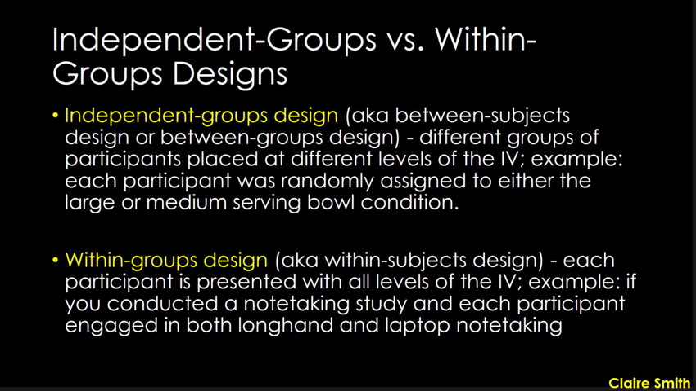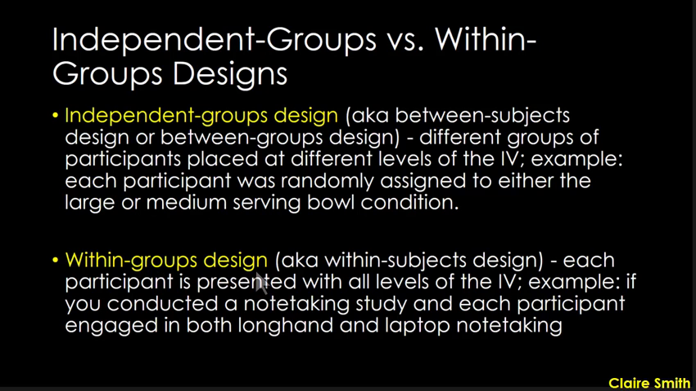In this type of design, for each level of the independent variable, each condition that you're creating, you're going to have a different selection of participants. So in the pasta example, one group that was randomly selected did the medium condition, one group that was randomly selected did the large condition, right? But each condition had a different set of individuals participating.